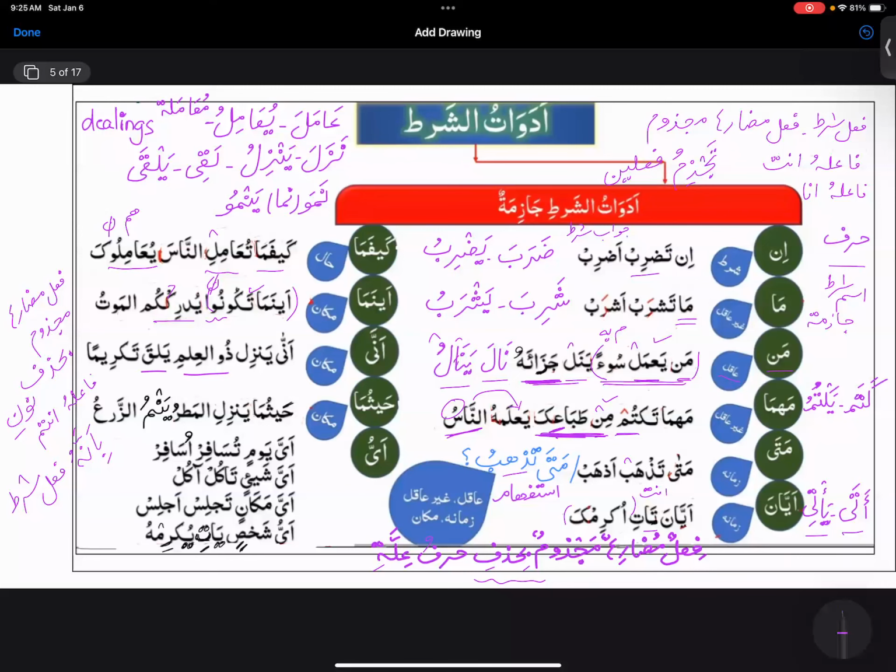Anna. What is this fi'l? Yanzil, nazala. Nazala yanzilu. Nazala, daraba. Daraba yadribu. Nazala yanzilu, daraba yadribu, right? Yeah. So it is "anna yanzil zul ilmi." What would be the translation so far over here? Anna yanzil zul ilmi.